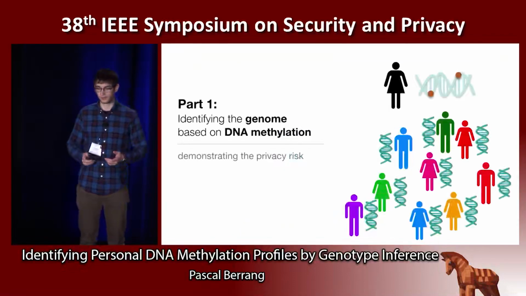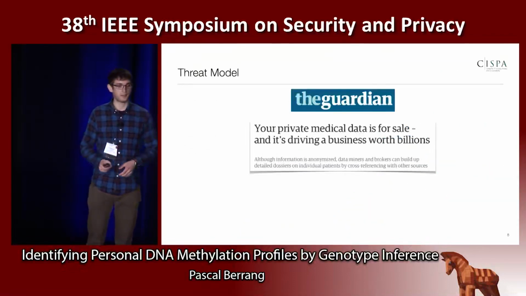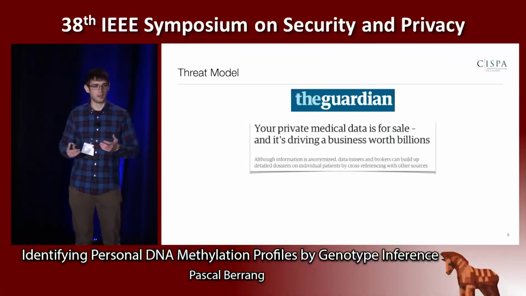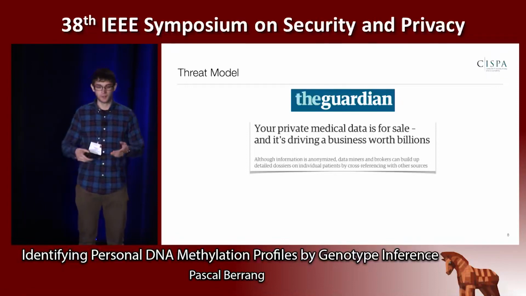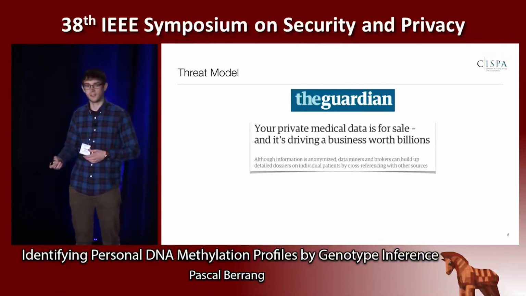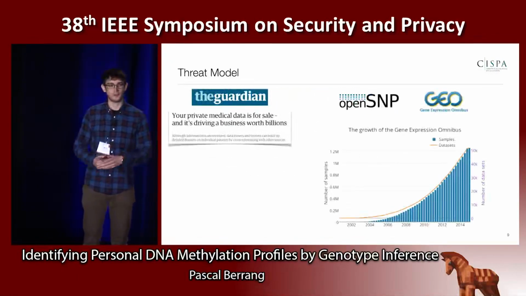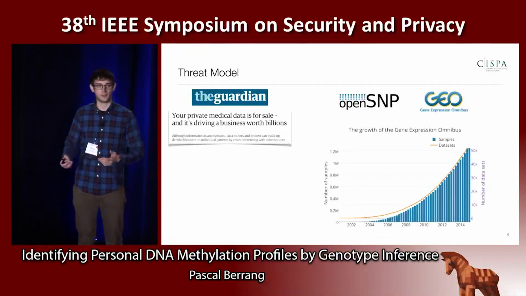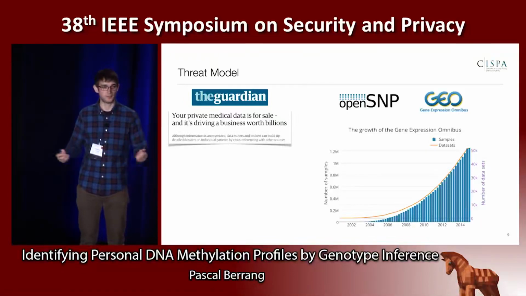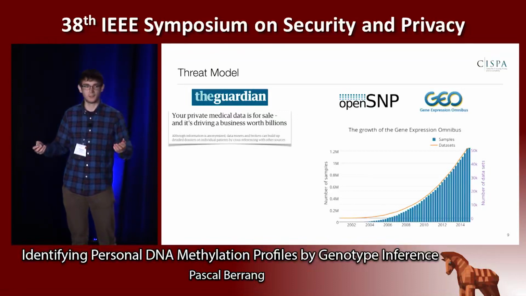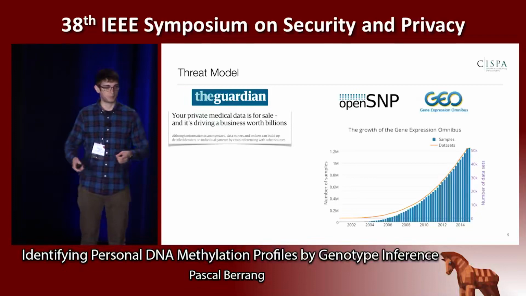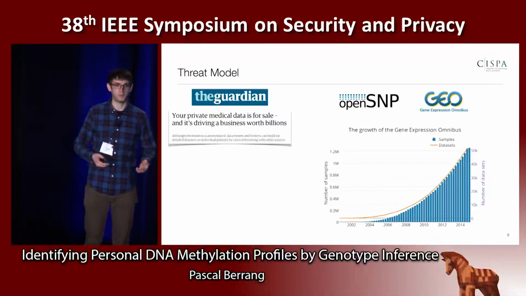Let me move to the first part of my talk. As this recent article by The Guardian has pointed out, there's a huge business behind medical data and selling this medical data. And those companies and data miners who do this kind of business are not only collecting the data, but they are also cross-referencing it across different sources. As this graph shows, there are a lot of databases out there on the internet where also methylation data and also the genome is publicly available. And this graph shows the amount of data over the last recent years that is available in one of these databases, the GEO database. And it grows somewhat exponentially.